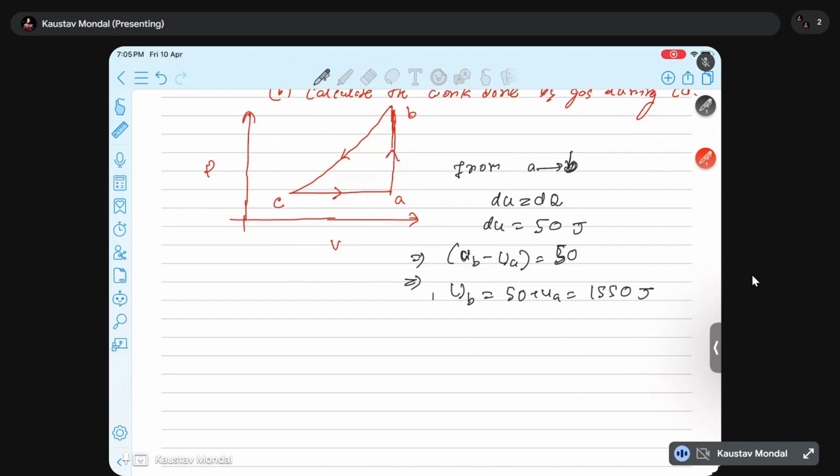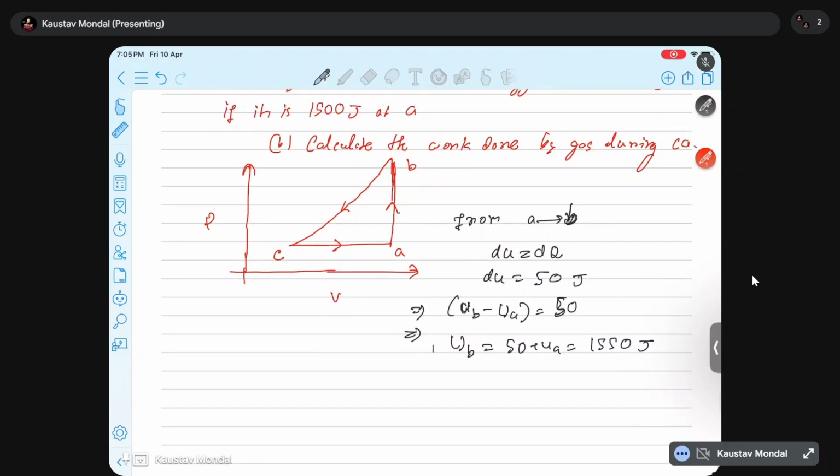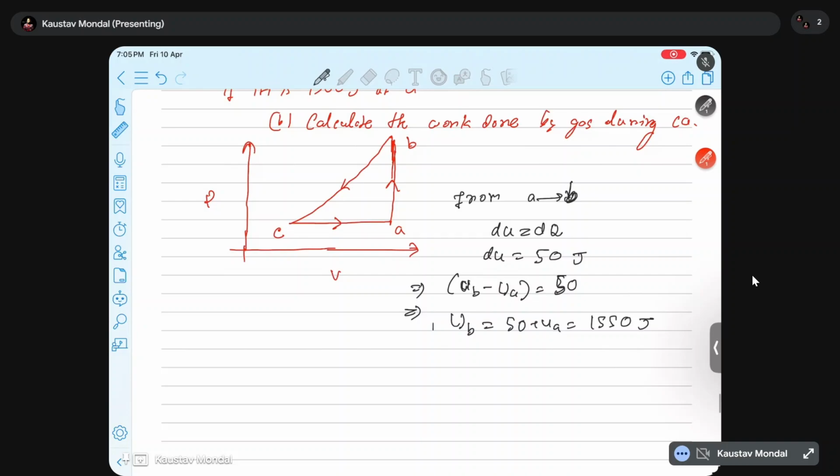Now to find C, you can see that an adiabatic process is happening here.